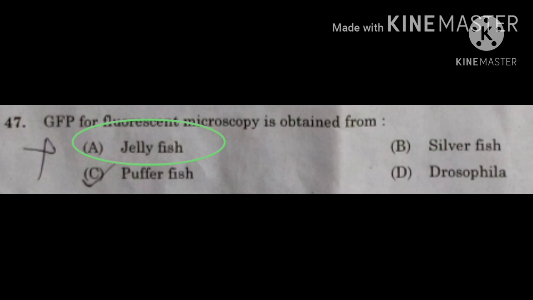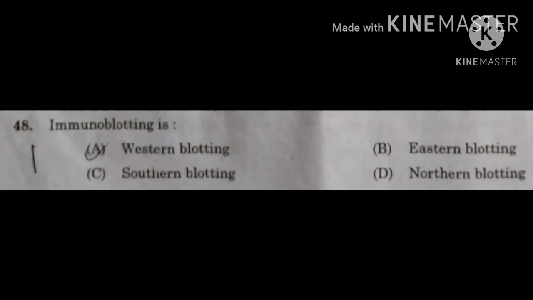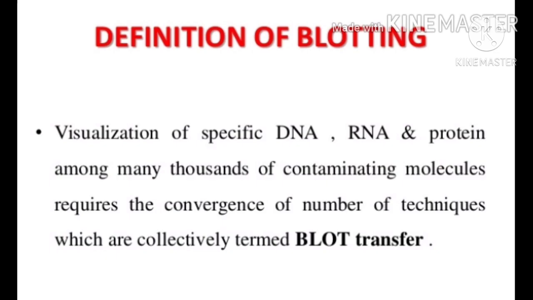So the correct answer for this question is option A, jellyfish. Let's move to the next question. The question is immunoblotting is option A, western blotting, option B, eastern blotting, option C, southern blotting, and option D is northern blotting. Let us understand the definition of blotting.